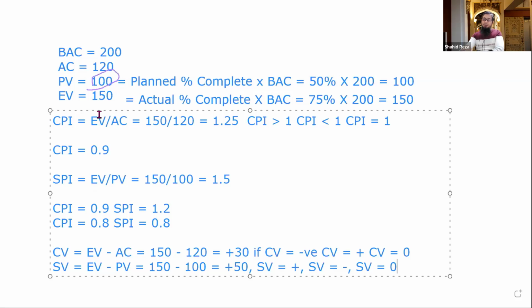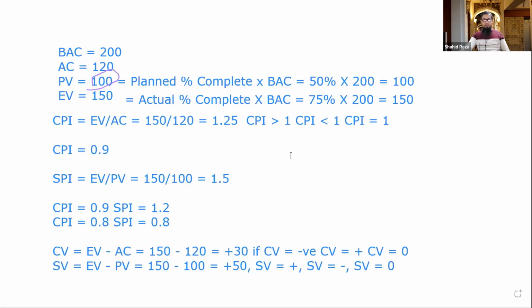Earned value will always come first. And SPI is earned value divided by PV, and SV, schedule variance, is the same earned value minus planned value. So when we are talking about a performance index, it will be a ratio, and when we are talking about variance, it will be subtraction. All right. So I am saving this. You will get all these formulas in my presentation slide and also in PMBOK.